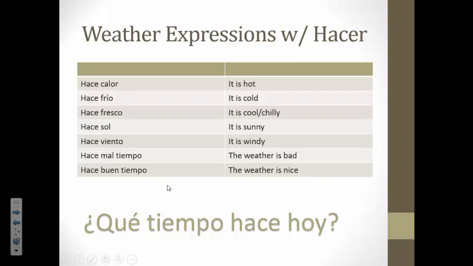When using these common weather expressions, you will frequently hear the question, ¿Qué tiempo hace hoy? What's the weather like today? Okay, how is the weather today? You'll want to jot that down on your note guide.